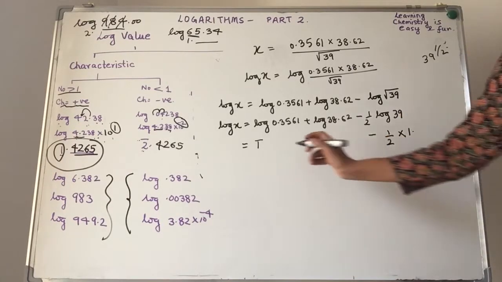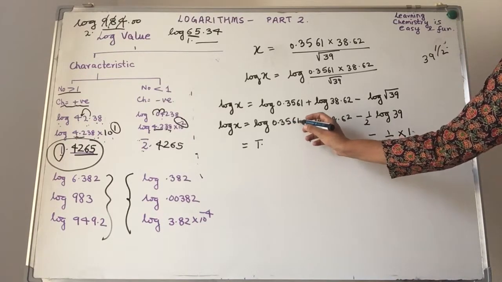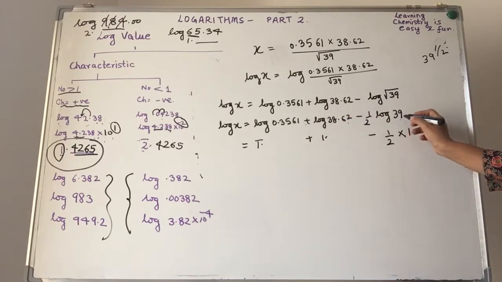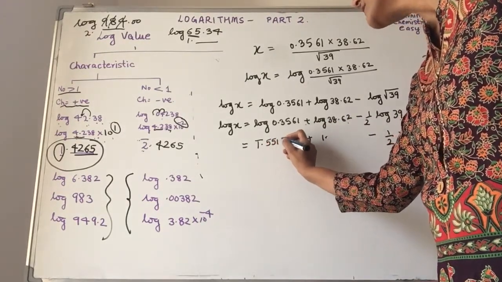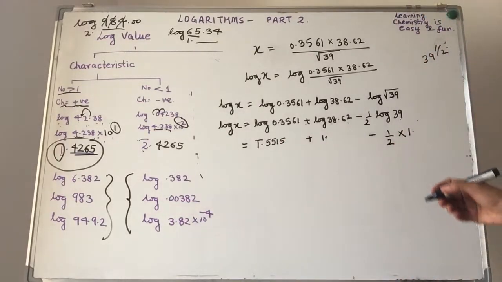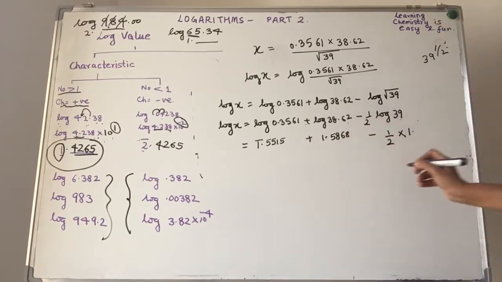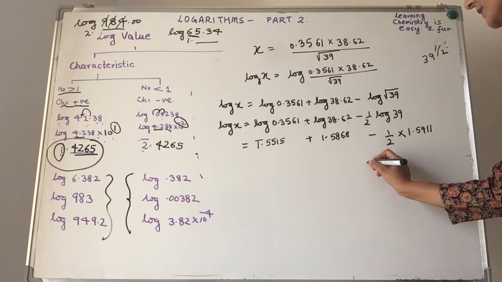Now, get hold of your logarithmic tables. Give me the values of 35 under 6 and 1, 38 under 6 and 2, and 39 under 0. As I said earlier, sometimes there may be a difference of 1 or 2 digits in the log values. Don't worry about it. 5868, and I have here 5911. Right? So this part I will solve here.